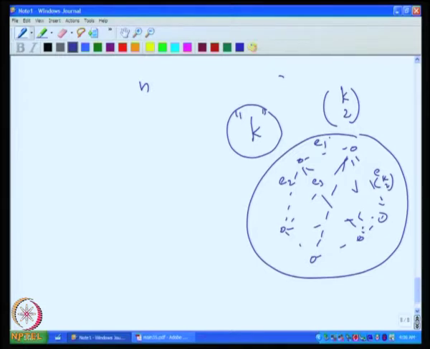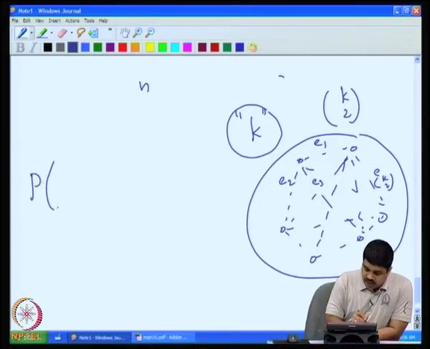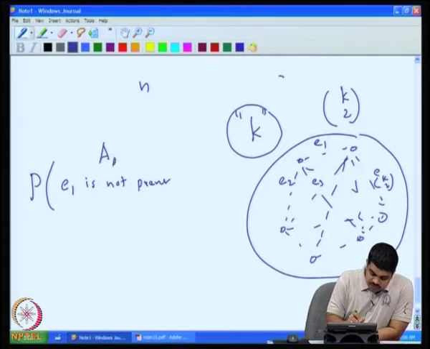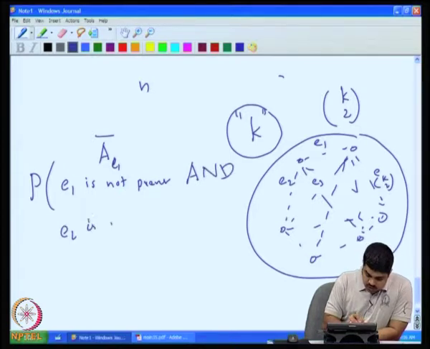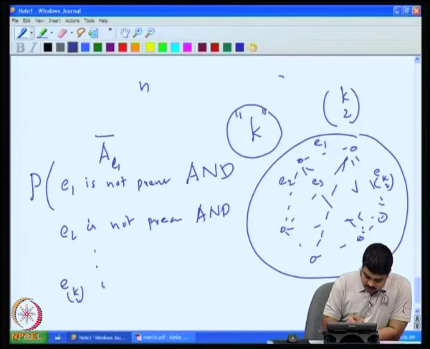So, the probability that on this set of k vertices we have an independent set corresponds to the probability that E1 is not present, that is, A E1 bar, and E2 is not present, and so on, up to E k choose 2 is not present.